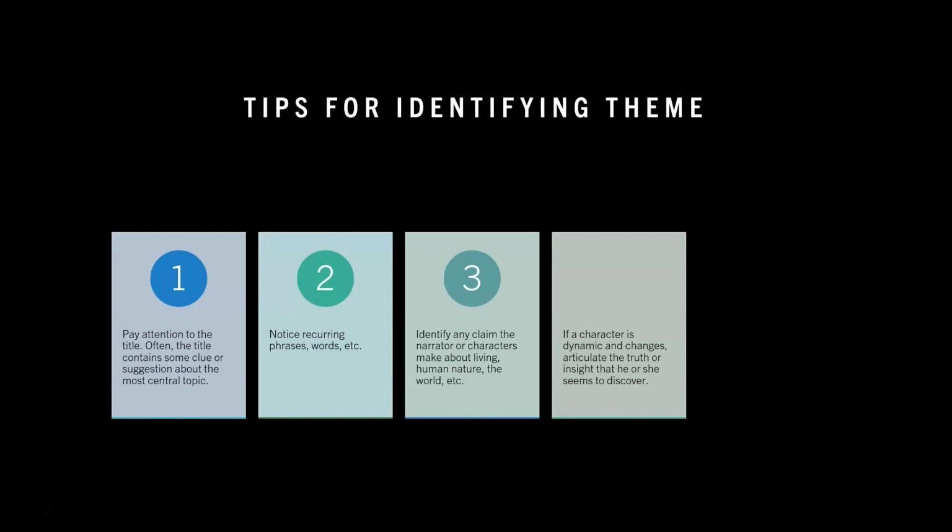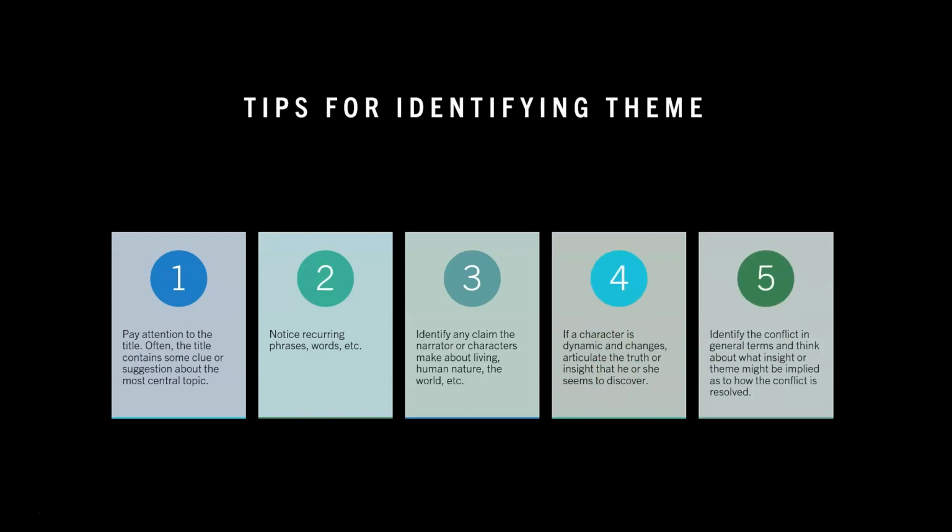If a character is dynamic, meaning that they change, you want to articulate the truth or insight that he or she seems to discover. So to use A&P as an example again, the final few lines of that story, Sammy tells us that he realized how difficult the world was going to be to him after that. And that's all we get. But articulating an answer to that, what the truth is behind that sentiment or what he means by that, that's definitely going to get you to some thematic perspective that's important to consider when analyzing that story.